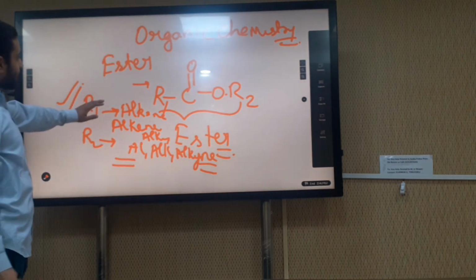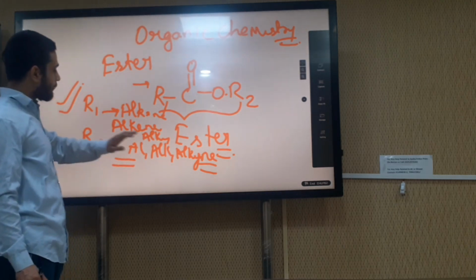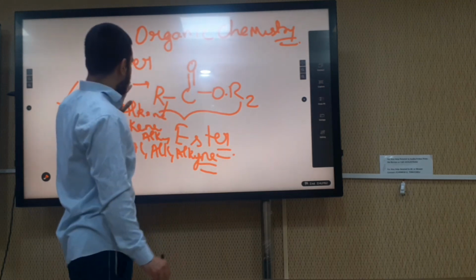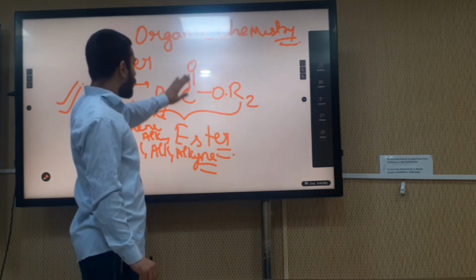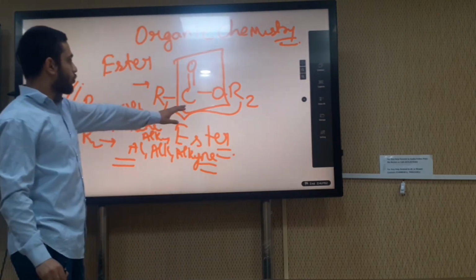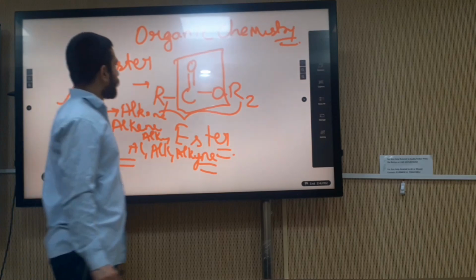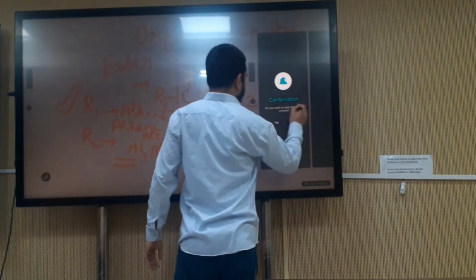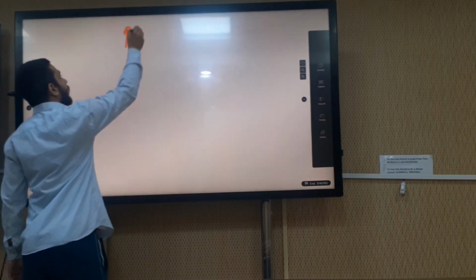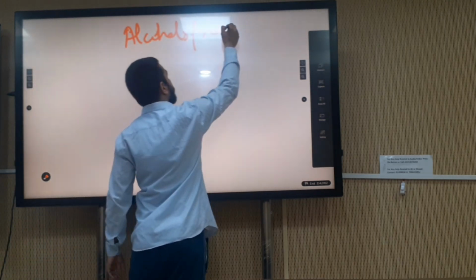So this is R1 and R2. R1 can be an alkane, alkene, or alkyne, and R2 can be an alkane, alkene, or alkyne. These both can be different or the same, and the structure will be RCOOR. If this structure CO and O is present, then we say that it is an ester. Now, for forming alcohols from these esters.